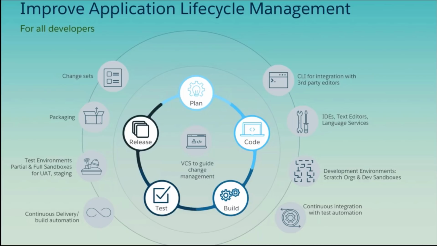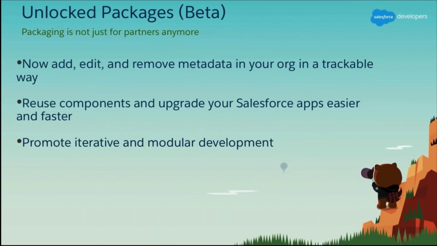Yeah, let me talk about that. We have unlocked packages that were introduced in our earlier releases, but they were limited to the partners. Partners need a separate license with which they can access unlocked packages. Now, the unlocked packages beta is open for all customers. The benefit is that once you develop your application, you can package it. There are two generations of packages, and now we can use the second generation of packages to create unlocked packages.